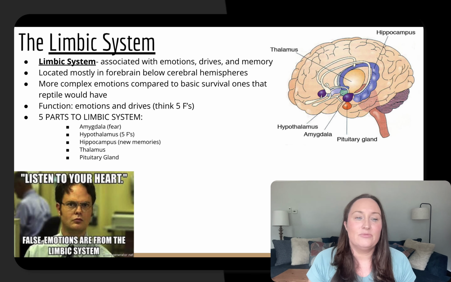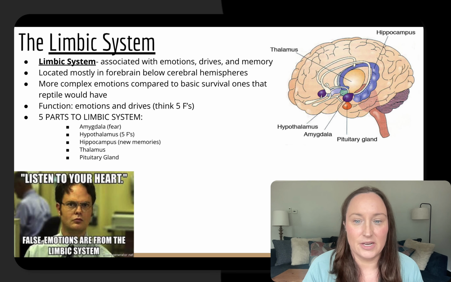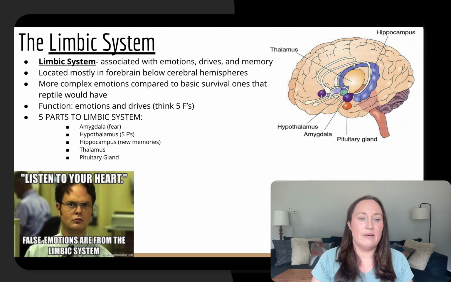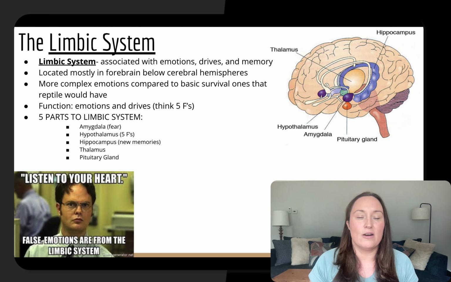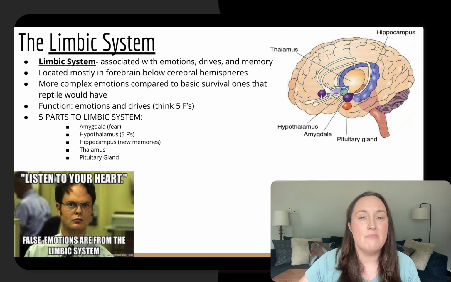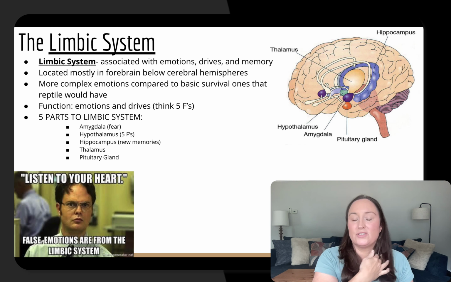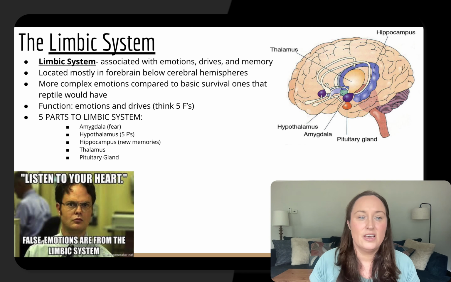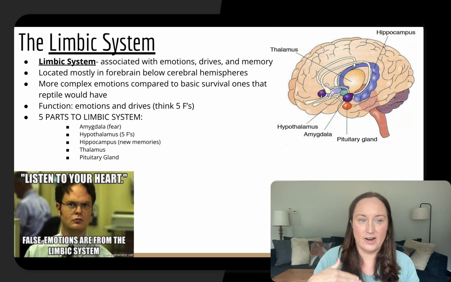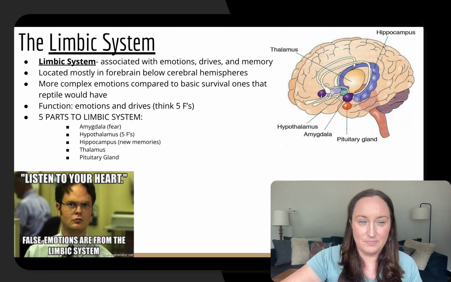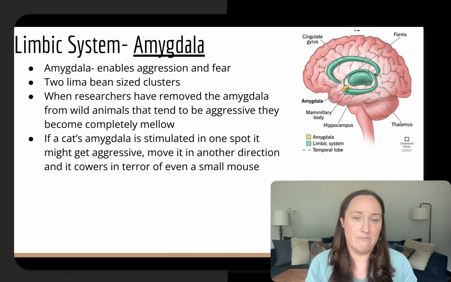So next we have the limbic system. The limbic system has our emotions, our drives, and our memory. This is located mostly in the forebrain, below the cerebral hemispheres, which we'll talk about next. So there are 5 parts to the limbic system, and I'm going to go through each part in the next few slides. First, we have the amygdala.